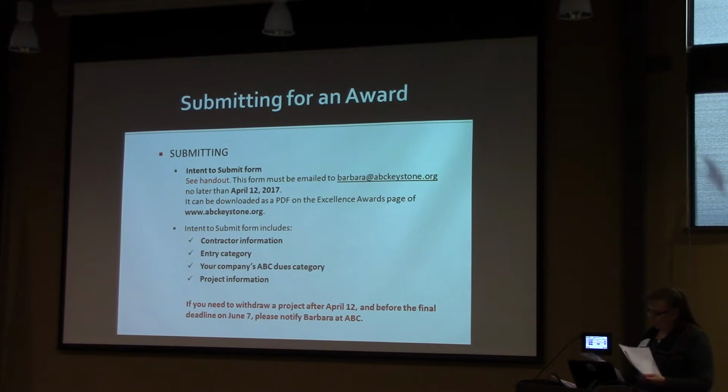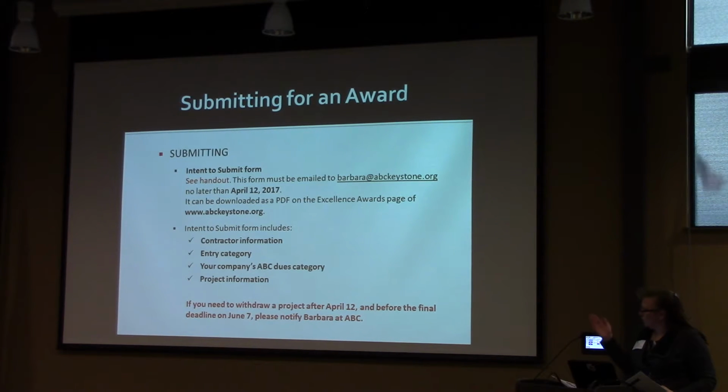And then we get into actually submitting your project. Again, the intent to submit form, there was a handout for you that I talked about earlier. That will get emailed to Barbara this year, no later than April 12th. It's a PDF form that can be downloaded right now from the website, and you just need to fill it out and get it turned in. Then they'll review the categories and make sure you're in the right category. If there are any questions, like Dan said, the staff will reach out to the judging committee, talk about categories, and reach back out to you that maybe this should be in this category instead of the category you intended.